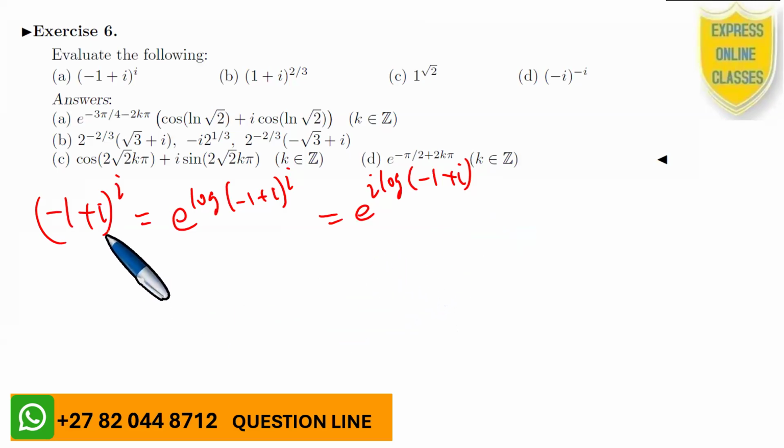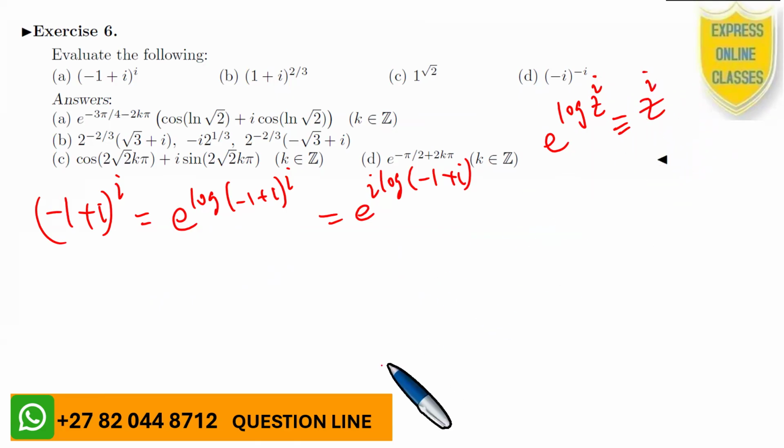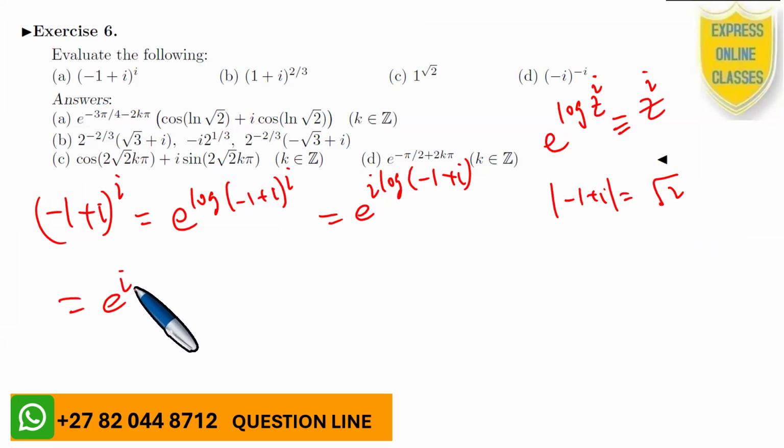Okay, so always when you have the exponential things like this, you write them like this, because in mathematics, e to the log of z is the same as z. So e to the log of z to the power i is z to the power i. But if you take the modulus of minus 1 plus i, it is the square root of 2, which means i times the log of this.